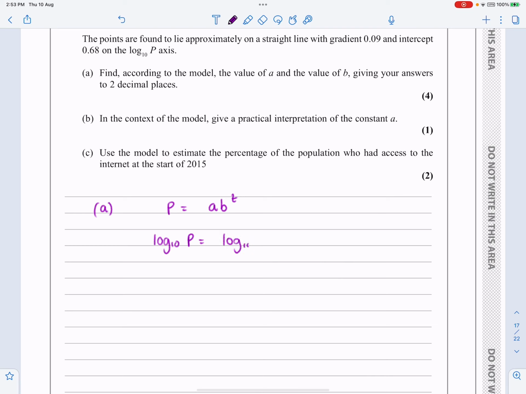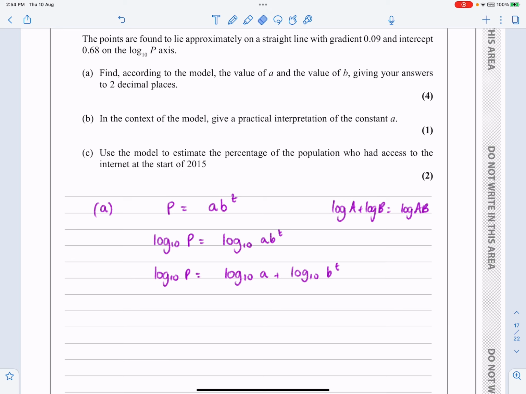log 10 of AB to the T, and then this side we're going to transform using our log rules. So the left hand side doesn't change, but the right hand side becomes log 10 A plus log 10 B to the T. Remember, log a plus log b is equal to log ab. We're doing that in reverse in effect.